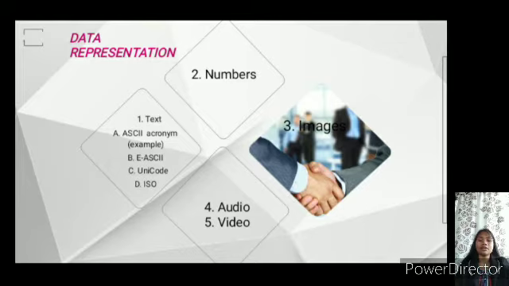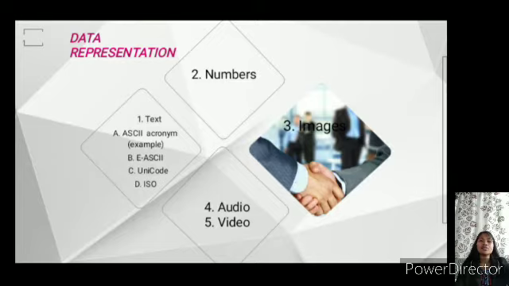Third is images. What are images? Images are also represented by bit patterns. In its simplest form, an image is composed of a matrix of pixels, where each pixel is a small dot. The size of the pixel depends on the resolution. For example, an image can be divided into 1,000 pixels or 10,000 pixels.